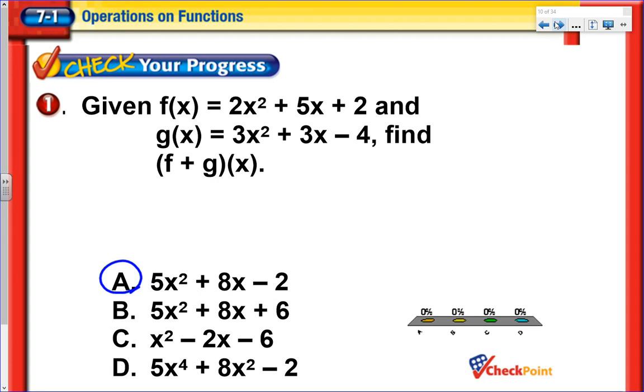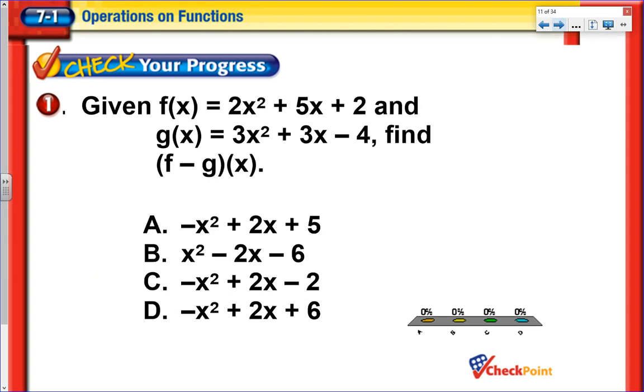If I do a subtraction one, same exact problem, f of x take away g of x. I'm going to give you a moment to look, or pause it. Actually, that's better. You pause it, you look, and now I'm going to start.